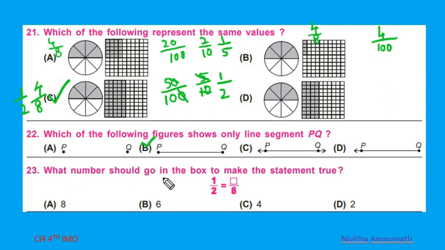What number should go in the box to make the statement true? 1 by 2 equal to dash by 8. How we get? 2 into 4 equal to 8. So we multiply numerator also with 4. That is 1 into 4 equal to 4. That is C is the correct option. Next one.